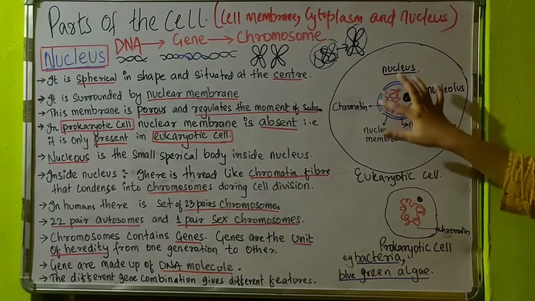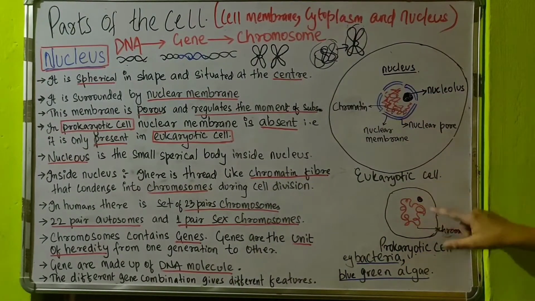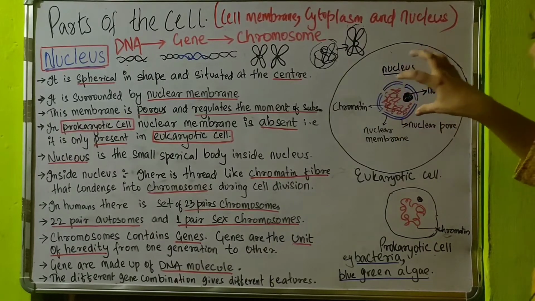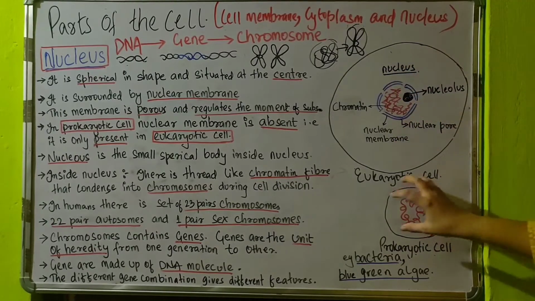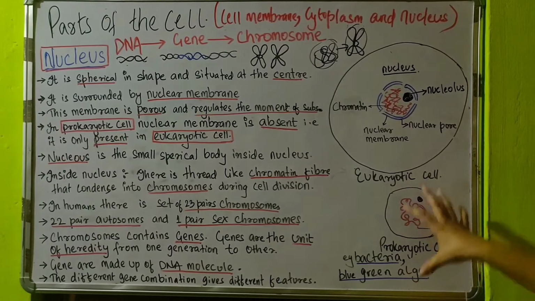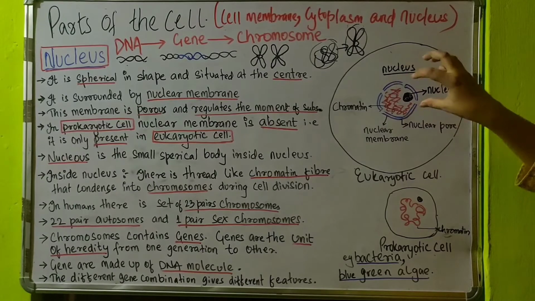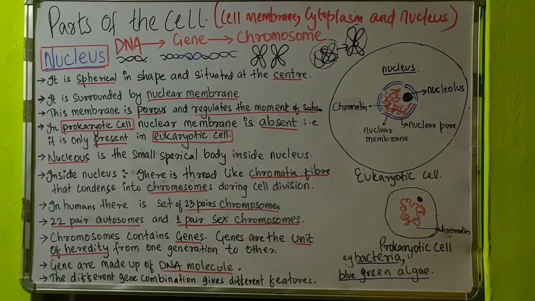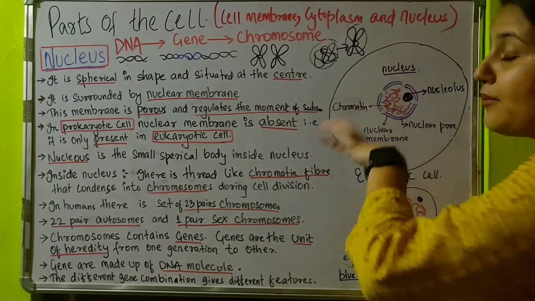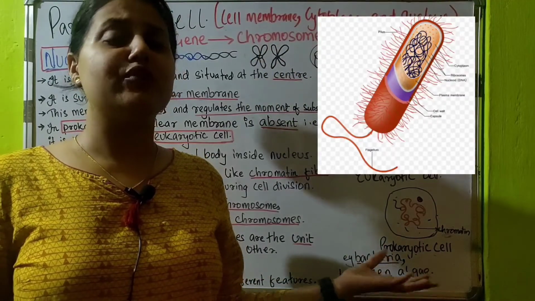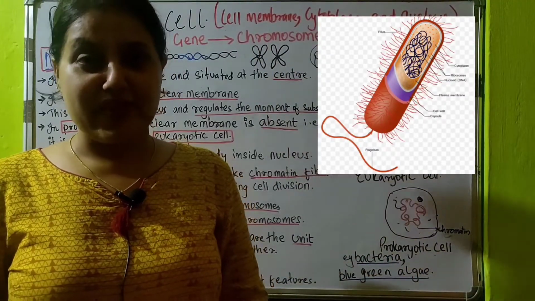See, nuclear membrane is present here, there is no nuclear membrane here. That means the nuclear content, what all is there inside the nucleus, is scattered all over the cell in this case. But here, because of the nuclear membrane, everything has been concentrated at the center. The cells having the nuclear membrane are known as eukaryotic cells, and the cells which do not have a nuclear membrane are known as prokaryotic cells.